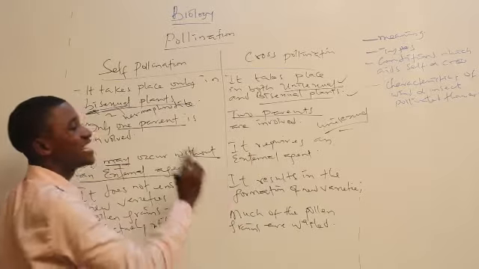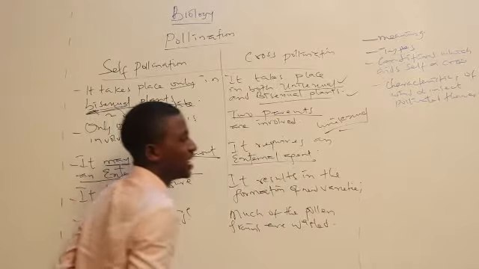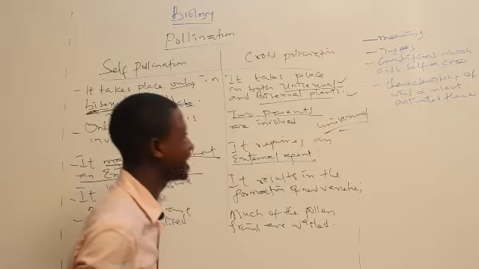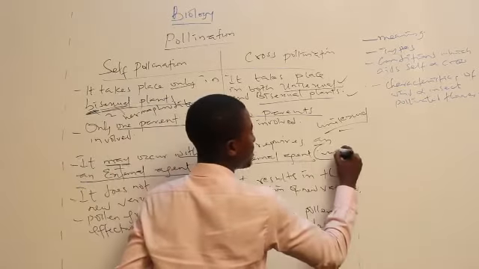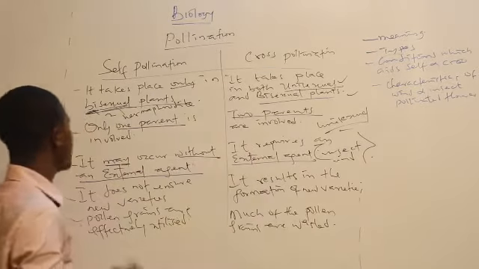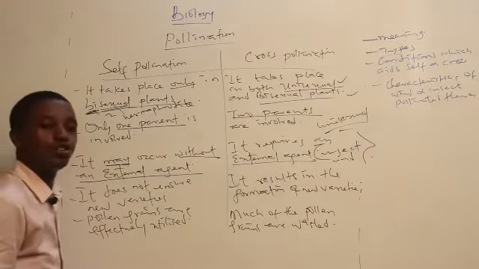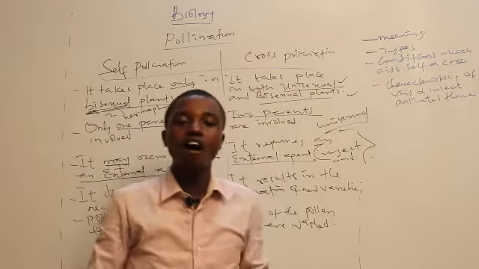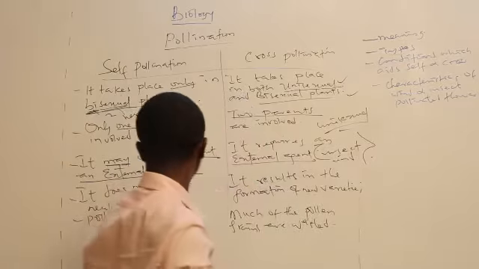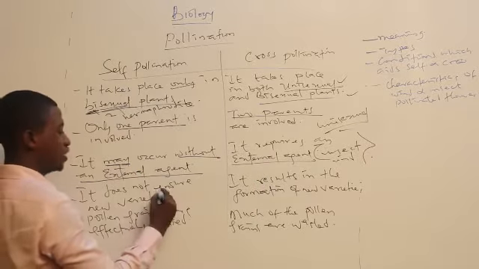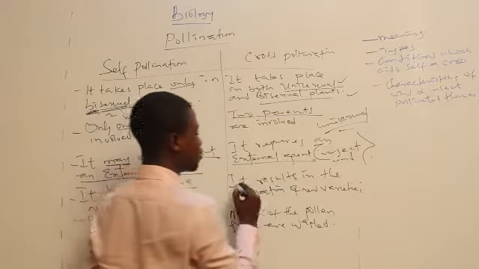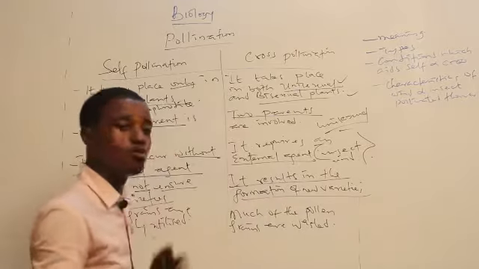Now, for this one, it requires an external agent. That means if external agent is not there, nothing is happening. It requires an external agent, e.g. insects and wind. Insects and wind, they are required. The fourth one, it does not ensure new varieties. As I've said earlier, all the organisms I will be giving birth to have the same ability as me. There is no difference there. So basically, it does not ensure new varieties. Well, for this one, it results in the formation of new varieties.